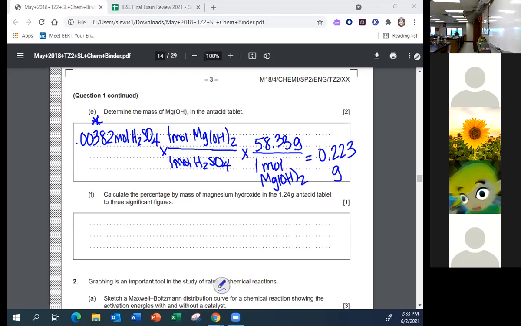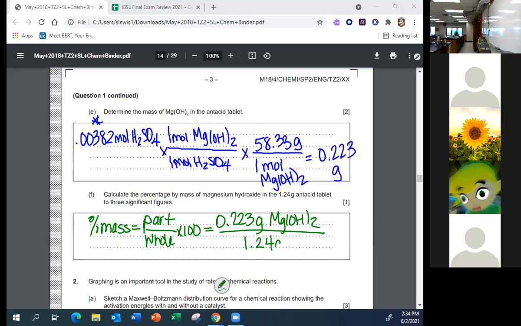And then percent by mass is equal to the part over the whole times 100, right? Like you would do a percent composition. So we have in part E 0.0223 grams of magnesium hydroxide. The whole tablet was 1.24 grams. What percentage is magnesium hydroxide? And this comes out to about 18, it looks like.